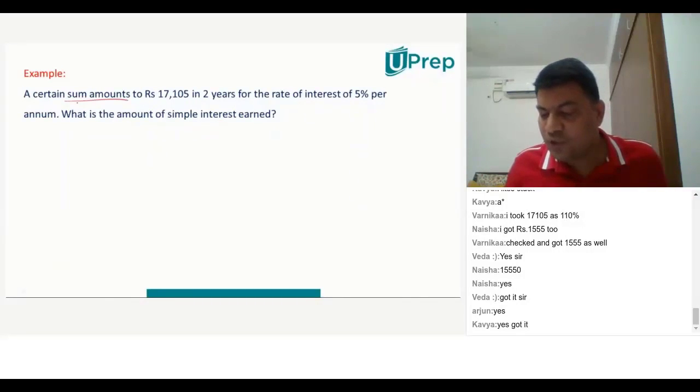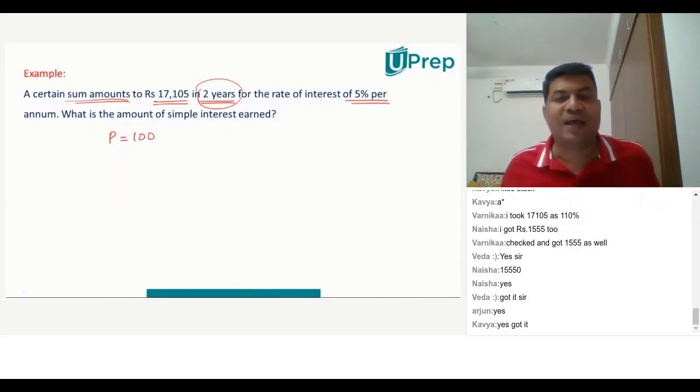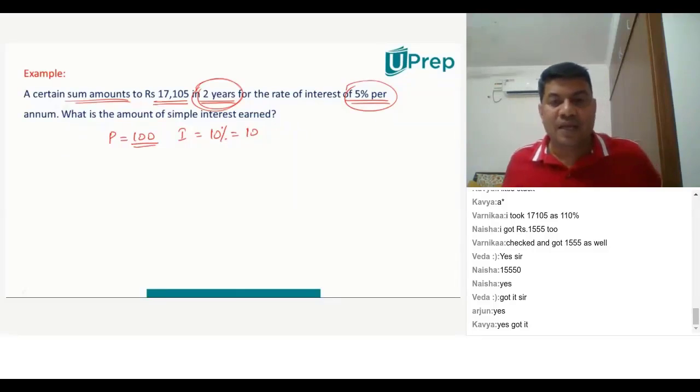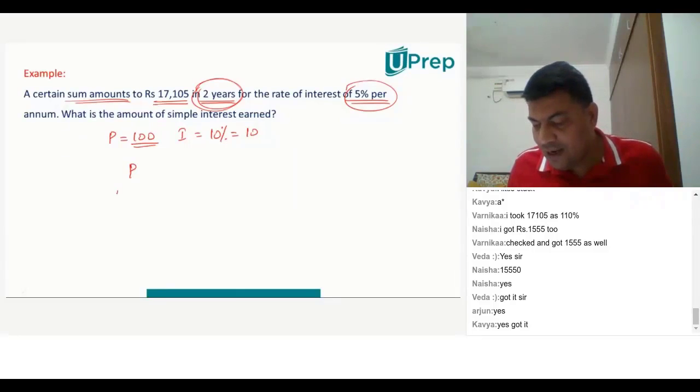A certain sum amounts to 17,150 in 2 years for a rate of interest of 5%. Basically, for 2 years, if I assume principal to be 100, in 2 years at a rate of 5% per annum, I am earning an interest of 2 times 5%. That means I am earning 10%. 10% is nothing but, on a base of 100 rupees, 10% is 10. That means my principal of 100 is becoming an amount of 110. I repeat, if I assume principal to be 100, it is becoming 110.